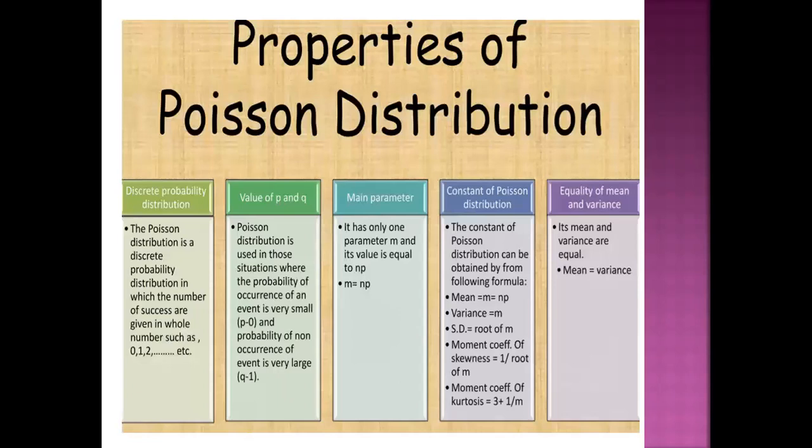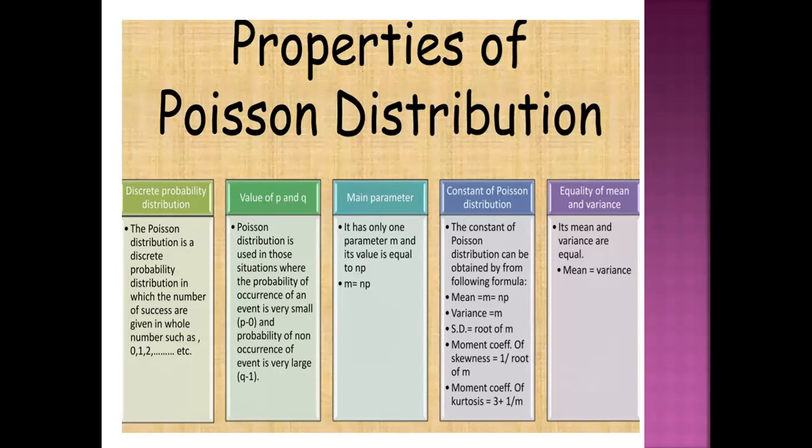Properties of the discrete probability distribution. The Poisson distribution is a discrete probability distribution in which the number of successes are given in whole numbers, and the value of p and q.